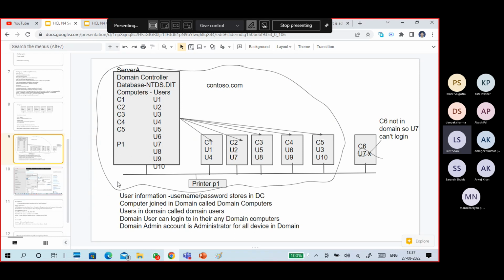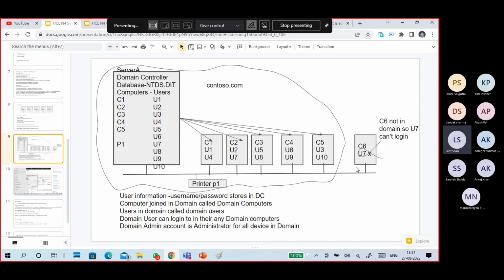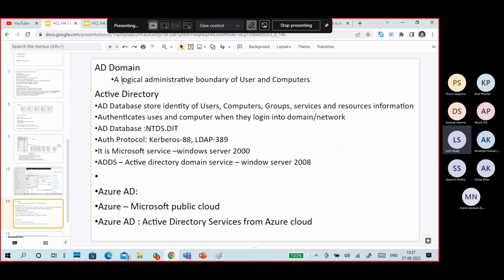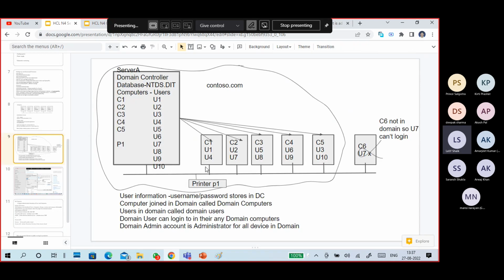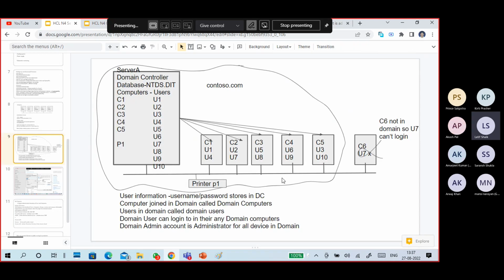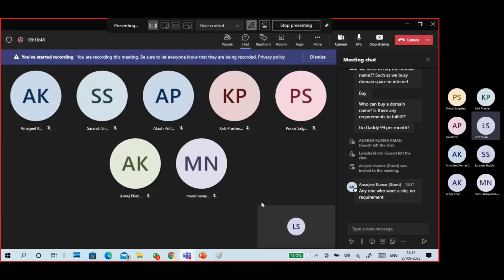See, I have drawn something like this, right? This is the domain controller, C1, C2, C3, C4, C5, and a printer that belong to the domain, not C6, not C6. It is not in my boundary, but physically it is connected, but logically not. So that is called a logical administrative boundary. Logical administrative boundary, not physical administrative boundary. Logically, these devices belong to the domain. So that is the point of logical administrative boundary.